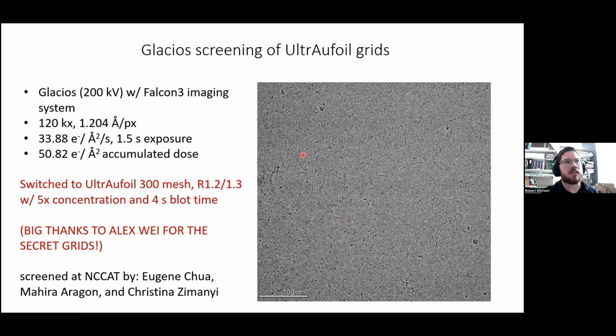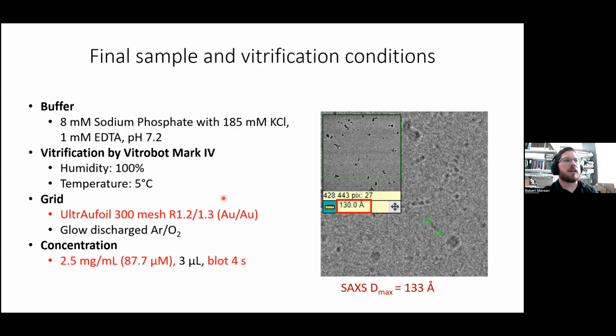You can see this is a Glacios image collected on the UltrAuFoil grids, and you can see all the little tiny black specks everywhere that are our particle. The left is just showing our final vitrification and sample conditions. On the right, from the Glacios, we could measure some of the longest distances of these particles, which showed good agreement with the Dmax estimate from our small angle X-ray scattering experiment. So this was really reassuring.